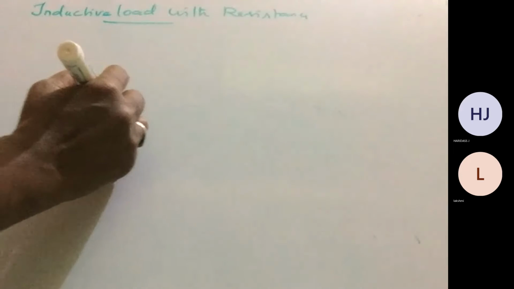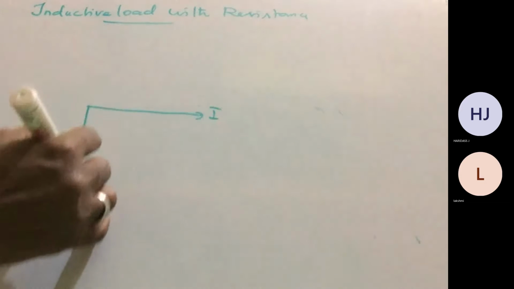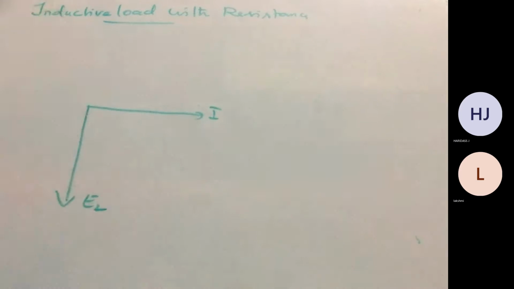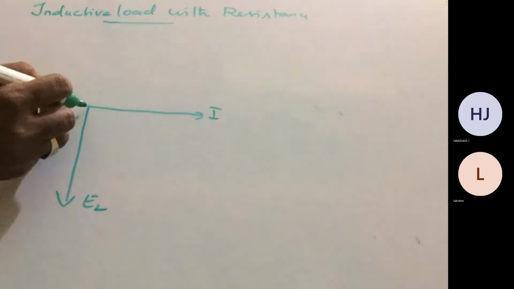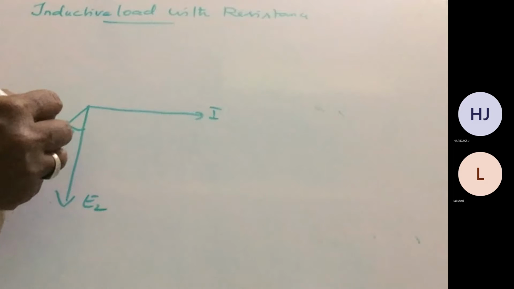So what is the reference? I. Which one do we have to draw first? Secondary part, isn't it? In the secondary, which one can we take? Induced EMF, E2. What about E2 and I2? If it is an inductive load, I2 lags E2 by an angle phi 2.